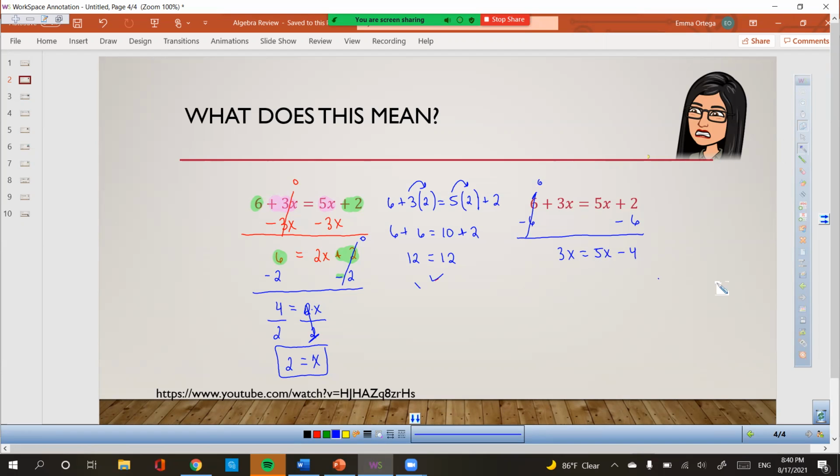Now notice that the 3x is already by itself, so I cannot move this one. The only one that I can move is the 5x to the opposite side. So I use the opposite sign, minus 5x, minus 5x. That goes away, 5x minus 5x goes to 0. And I'm left with 3x minus 5x. Well, we have more negatives, so mine's going to be negative 2x equals, and I bring down the rest, negative 4. And again, all my letters are together, all my numbers are together.